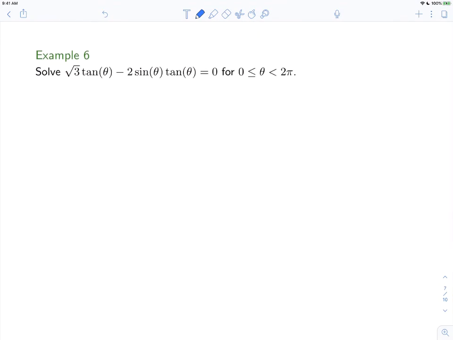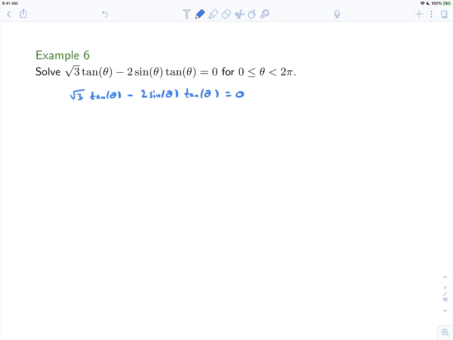Okay, so example 6 asks us to solve the equation the square root of 3 times tangent theta minus 2 times sine of theta times tangent theta is equal to 0. And again, we're just sticking to the interval between 0 and 2 pi. So that's one revolution around the unit circle.